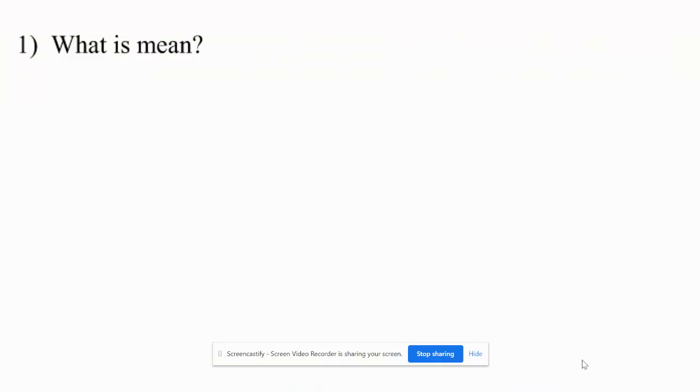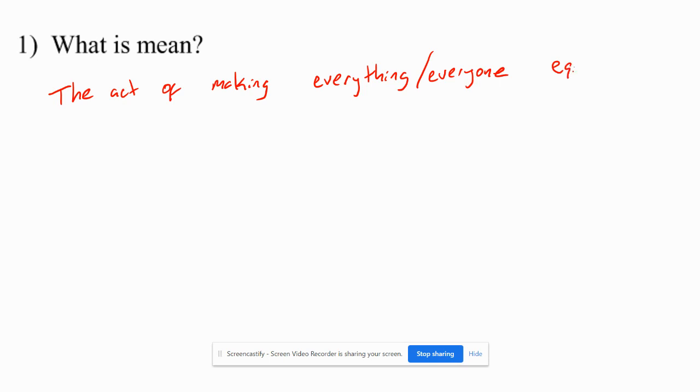Okay, so today we're going to be talking about mean. What is the mean? Let me come up with a definition. I'm just going to call this the act of making everything, or everyone if we're talking about people, equal. So mean is the act of making everything or everyone equal.